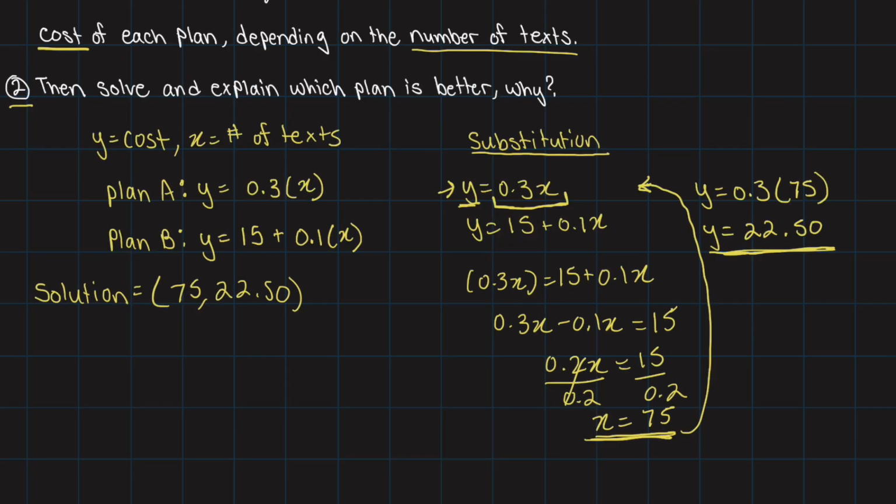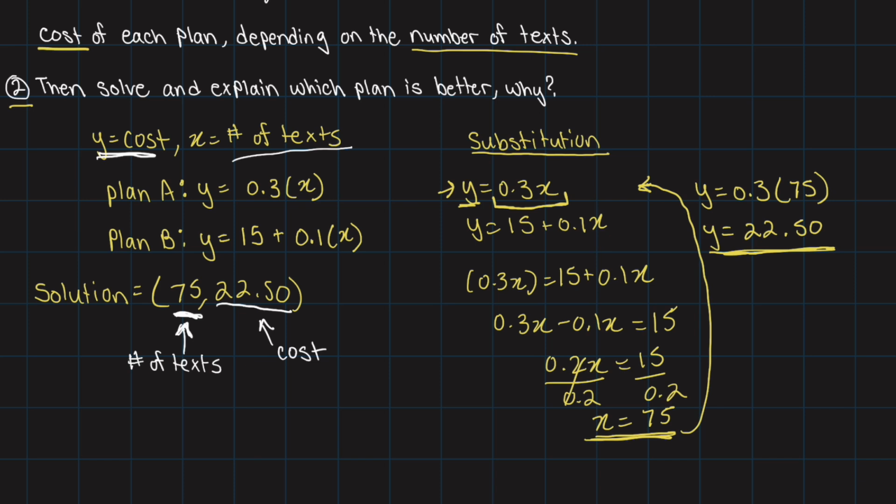Now, this part is really important for you to understand. Which plan is better and why, and how exactly do you know that? Like, you have your solution now, 75 and 2250, but what does that mean? And how do you know which plan is better, right? Well, you have to go back to what exactly does x mean and what does y mean, right? So 75 is x, and that is the number of texts, right? 2250 is y, which is the cost, right? So now you know your solution is when the number of texts is 75 and the cost is 2250.